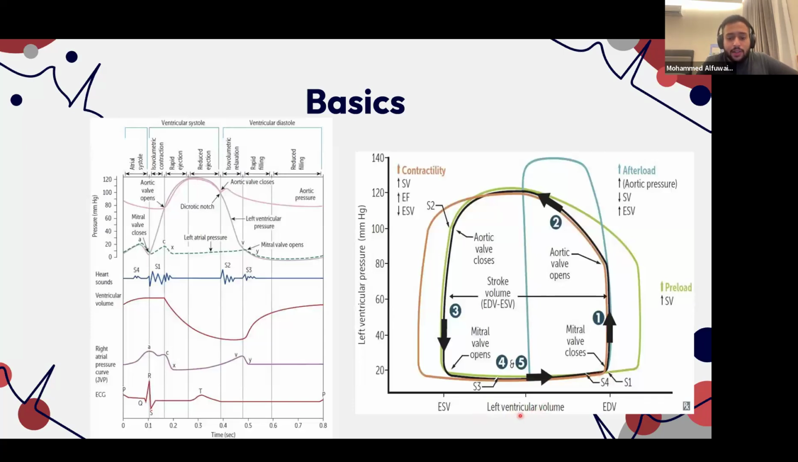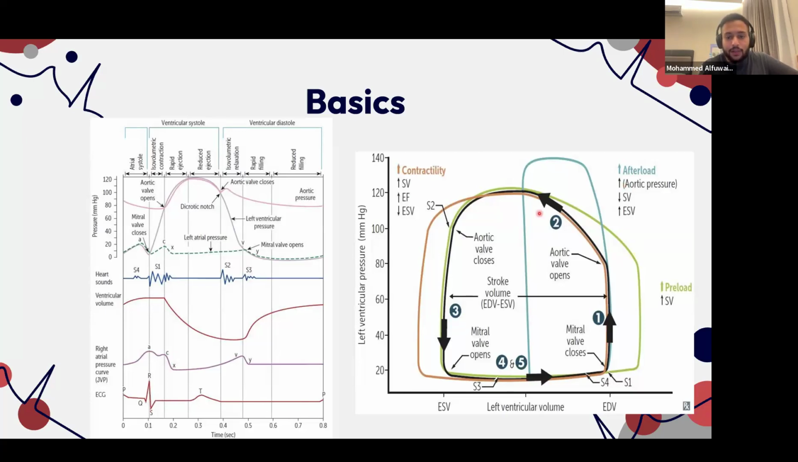Now, this axis is where you have the left ventricular volume. This is higher, this is lower volume. Left ventricular pressure, higher volume, higher pressure, lower pressure, okay? This is end diastolic volume, which is the volume of blood in the ventricles at the end of diastole, before systole occurs. And this is end systolic volume. Now, you need to remember the states where you have increased preload, increased afterload, and increased contractility. You need to remember them in the context of valvular heart disease, okay?